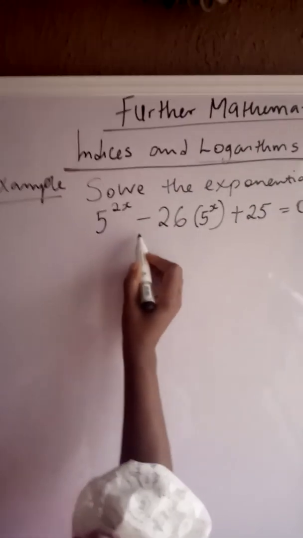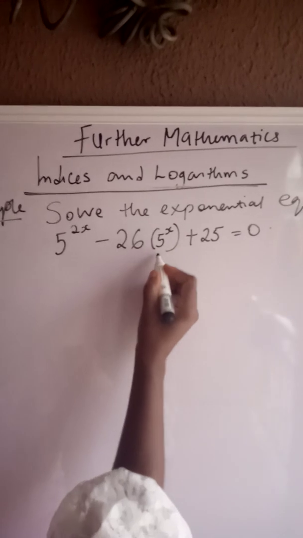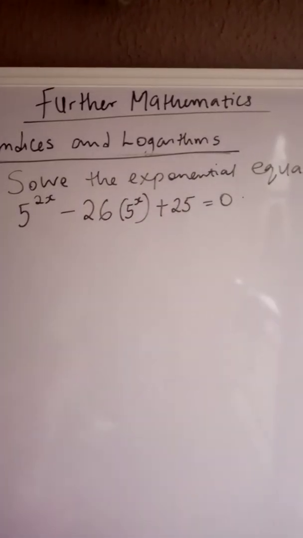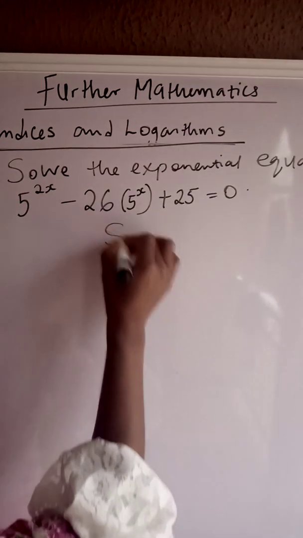In my video right now, I'm taking indices, and the topic I'm taking right now is exponential equation. The question says solve the exponential equation 5 raised to power 2x minus 26(5 raised to power x) plus 25 equals 0. Solution.